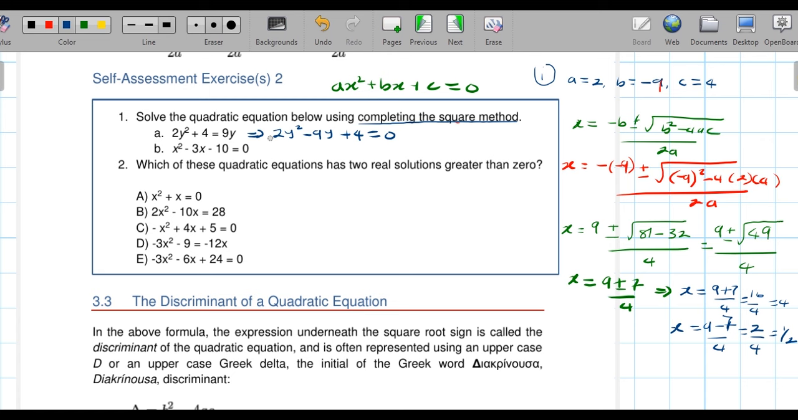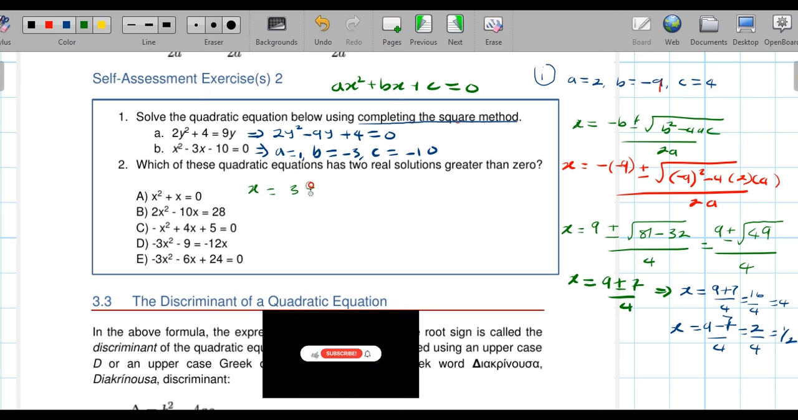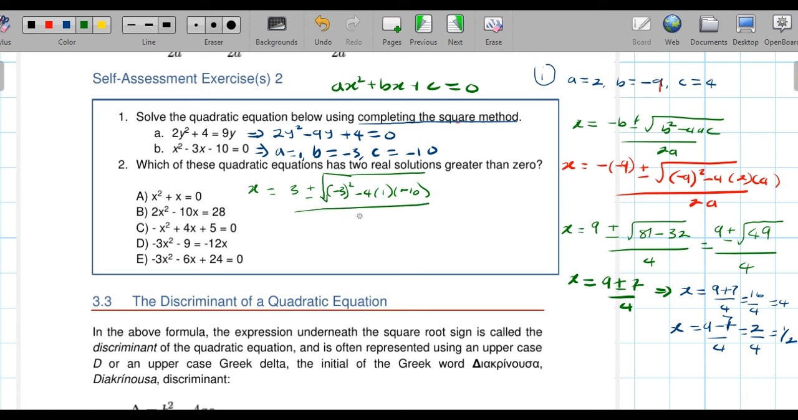So let's also do the second one. Here a is going to be 1, b is going to be equal to minus 3, and c is going to be equal to minus 10. So let us put it in the formula, which we are going to have: 3 plus or minus the square root of minus 3 squared minus 4 times 1 times c, which is minus 10, divided by 2 multiplied by 1, which is 3 plus or minus the square root of 49, divided by 2.